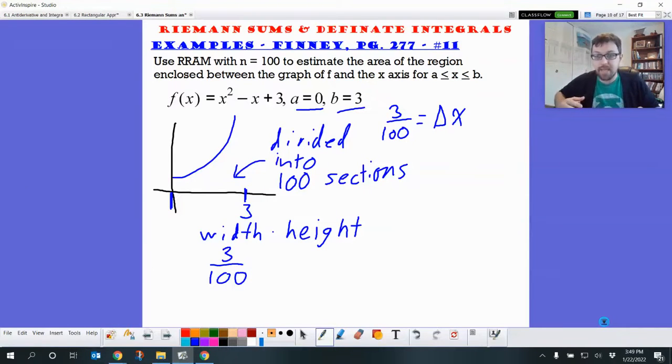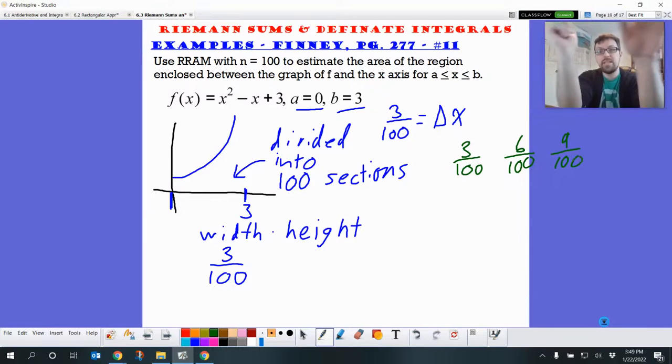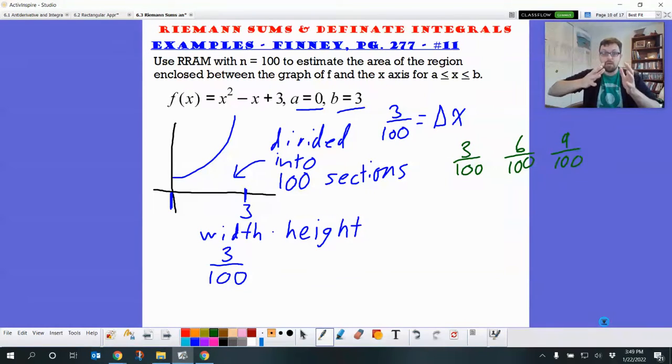I cannot stop saying triangles. Because we get that sort of repeating pattern of those things. Our first one is going to be at 3 over 100, and then the one after that will be at 6 over 100, the ones that we're plugging into the f of x, and then we'll do 9 over 100. So not only is that telling us how wide our rectangles are, it's also telling us where our right-hand approximation is supposed to be showing up.